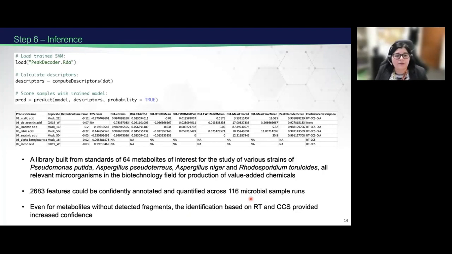The last step is the inference. We load this model that is already trained, and then we score the signals from the extraction, using our metabolite library as seeds to do the extraction of the peak metrics. We built a library of 64 metabolites, which are relevant for the study of these different microorganisms, and we were able to annotate more than 2,600 features across 100 existing microbial samples. And even for the metabolites that we could not detect with fragments, because we have this library with the retention time and the collision cross-section, we can increase the confidence of that metabolite annotation.